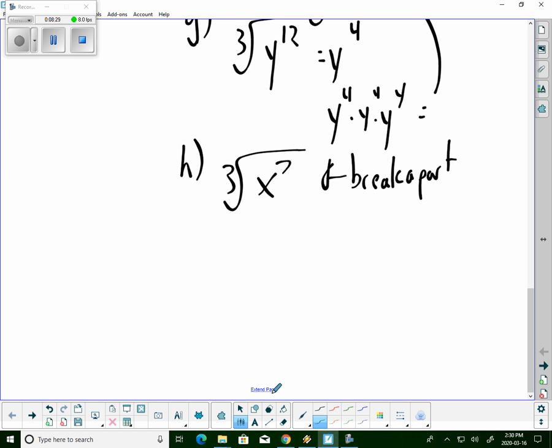What's the biggest exponent divisible by the number in the index? What's the biggest number underneath the radical that's divisible by 3? So then we can break it apart. That would be x to the 6 times x. I'm just going to write one to show how it adds up to 7.